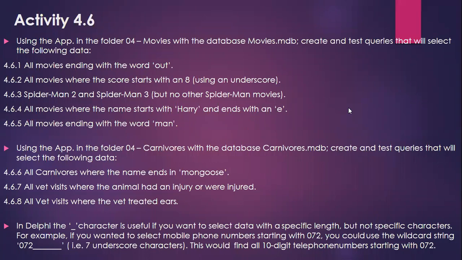Okay, let's try number 4.6.3. Oh, we've got about 30 seconds left. Let's do one more. Superman 2 and Superman 3, but no other Superman movie. So I only want Superman 2 and Superman 3. See who can get that one for me quickly. Quickly see if you can get 4.6.3. Okay, thank you, Lali. Well done on getting 4.6.2.